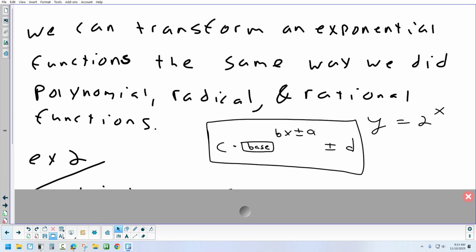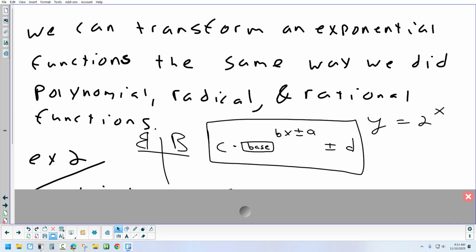Reflection over which axis? Remember, B is horizontal. So when you reflect something horizontally, y-axis. Yeah. Okay, so B is a horizontal reflection over the y-axis if it is a negative number. Okay. What about C? What kind of transformation would C be? Yeah, vertical stretch.